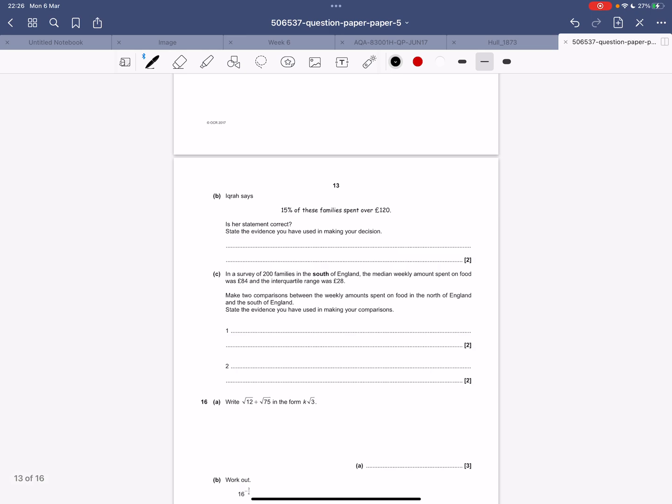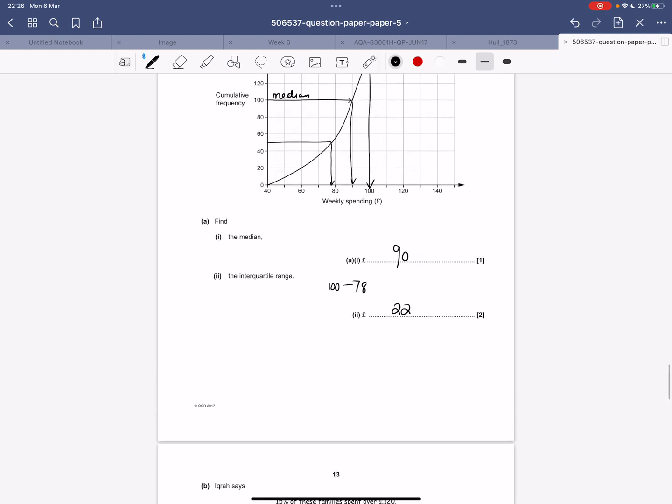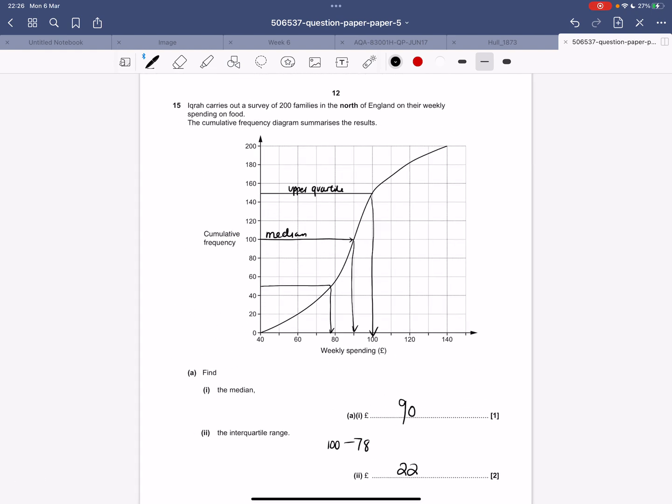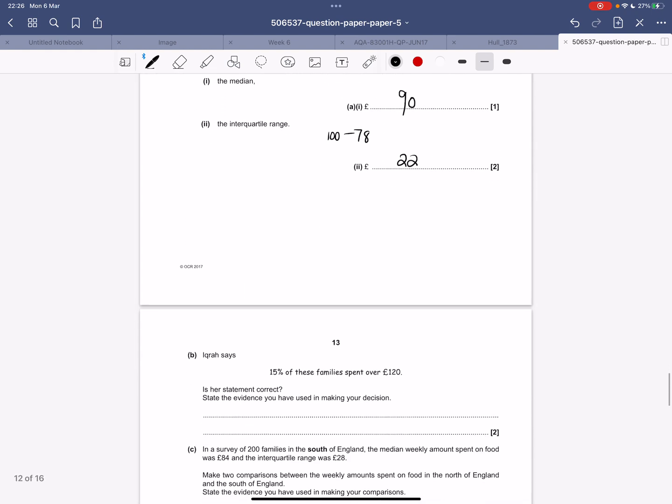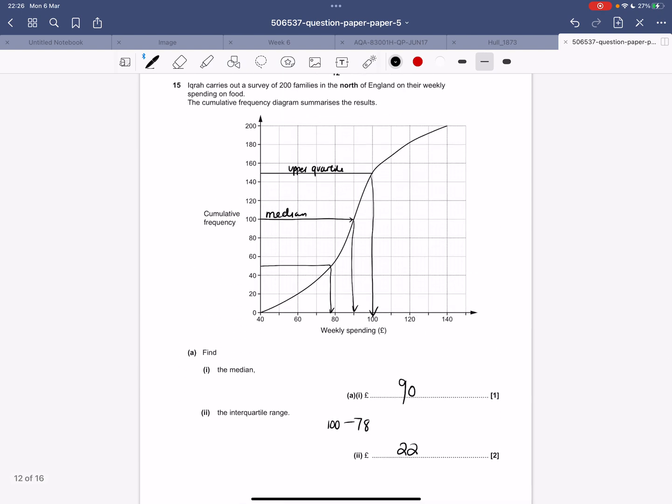Ikra says 15% of these families spent over £120. Is she correct? So let's see how many people spent over 120. Let's read off this way now.